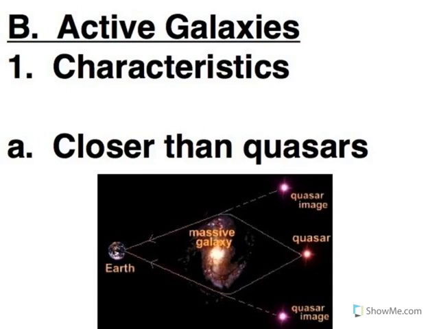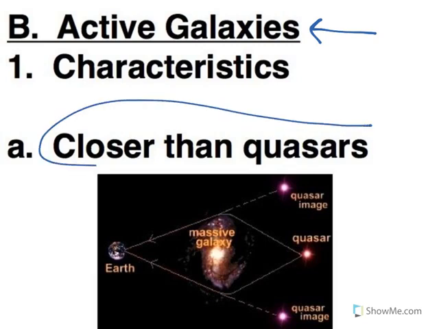Active galaxies. So we've been looking at quasars, which have these very extreme characteristics associated with being so far away. So the question was, do we see anything sort of like a quasar, but not as far away? And the answer is yes. And we call these active galaxies. And these are not as far as quasars.